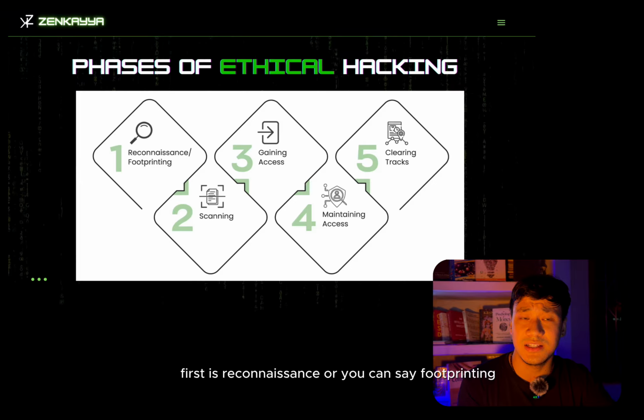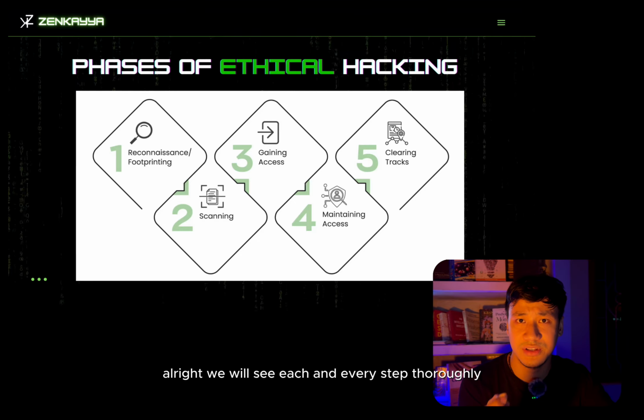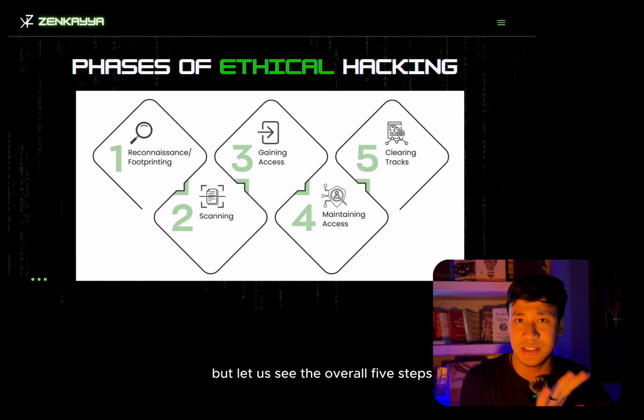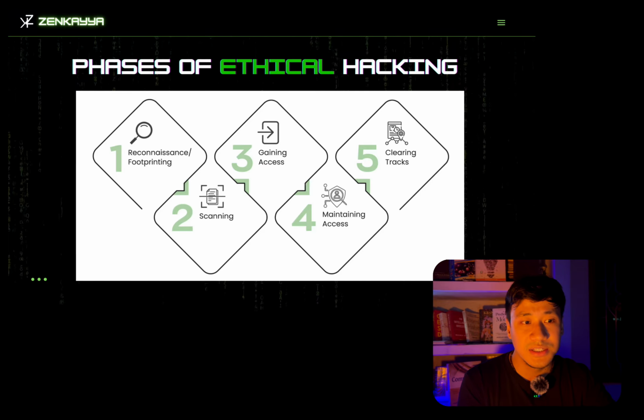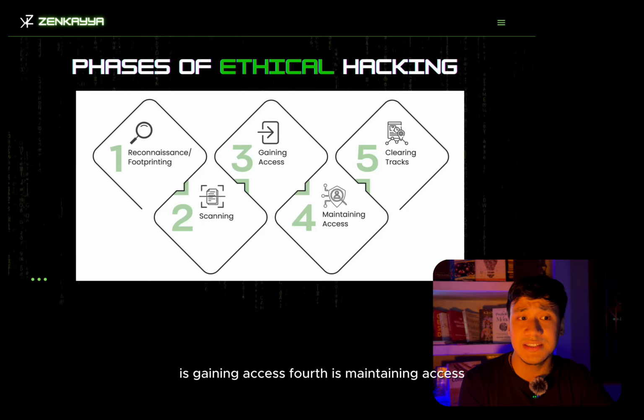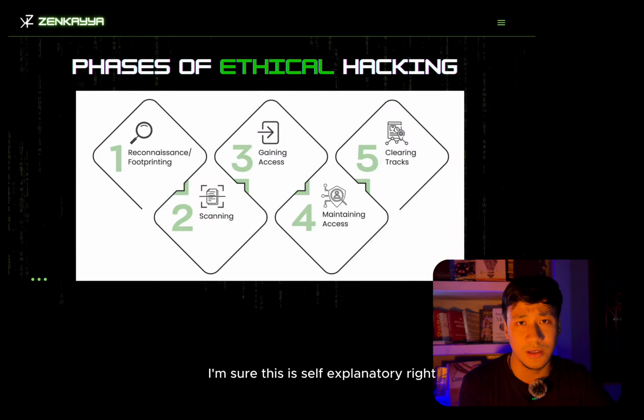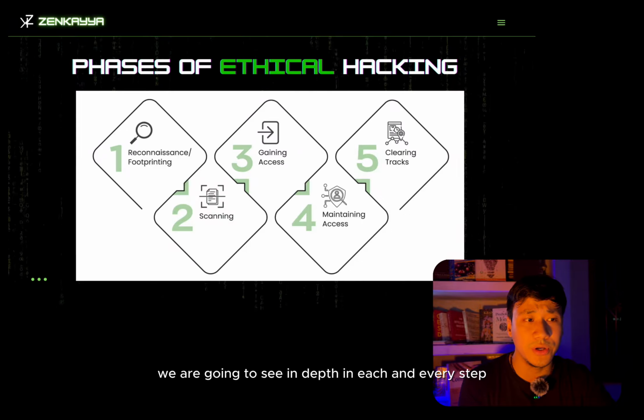First is reconnaissance, or you can say footprinting. All right, we will see each and every step thoroughly, but let us see the overall 5 steps. Second is scanning. Third is gaining access. Fourth is maintaining access, and fifth is clearing tracks. I'm sure this is self-explanatory, right? But anyway, we are going to see each and every step in depth.